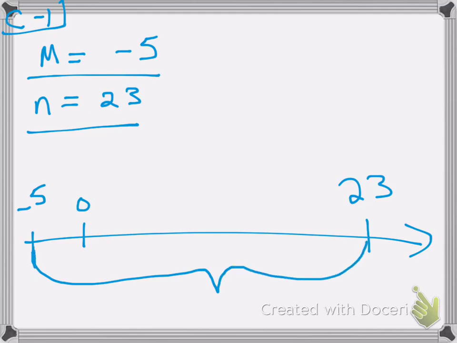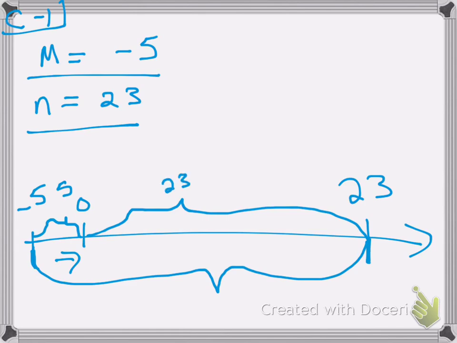So how did I go from negative 5 to positive 23? Well, to go from negative 5 to 0, I went 5 units to the right. To go from 0 to 23, I went 23 units to the right. Well, when I go to the right, I know it's positive, right? So we are just taking those 5 units and adding them to the 23 units to get 28 degrees.